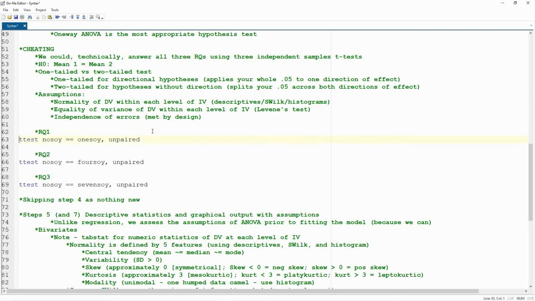So if we run the t-test, let's look at our first research question: whether or not having no soy meals produces higher sperm counts than if you had one soy meal per week. The syntax is t-test, the name of group 1 exactly equals the name of group 2, and then we need to say unpaired. Unpaired is telling Stata to run an independent samples t-test.